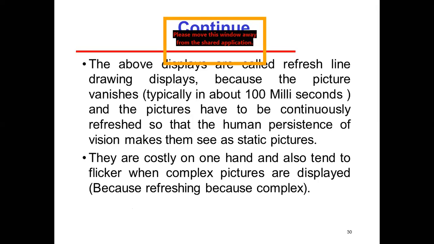The above displays are called refresh line drawing displays. It refreshes your image again and again, typically in about 100 milliseconds. They are called refresh line drawing displays because they refresh the image. They are costly on one hand and also tend to flicker when complex pictures are displayed. When there is a complex picture, it starts to flicker because refreshing is complex here.